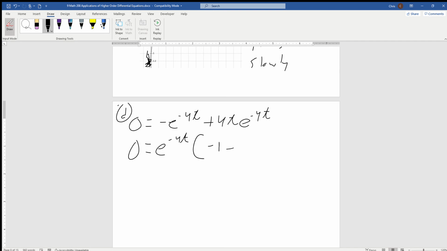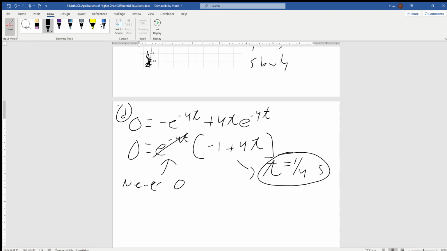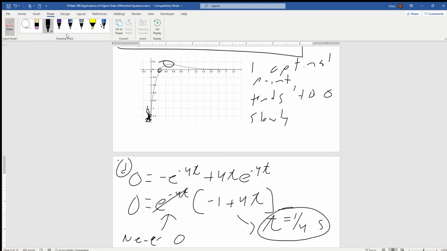And what are we left with? Negative 1 plus 4t. Remember, this never reaches 0, so it doesn't contribute anything to our solution. That was never 0 because it's an e, unless t is infinity, which doesn't matter. And clearly, this is going to be when t is equal to 1/4 of a second. And does that make sense? Well, let's go up to the graph. We can clearly see from the graph that we have this point where it crosses the axis. And I bet you if we zoomed in there, that eventually it would intersect at 0.25 or 1/4. So certainly that does make sense.